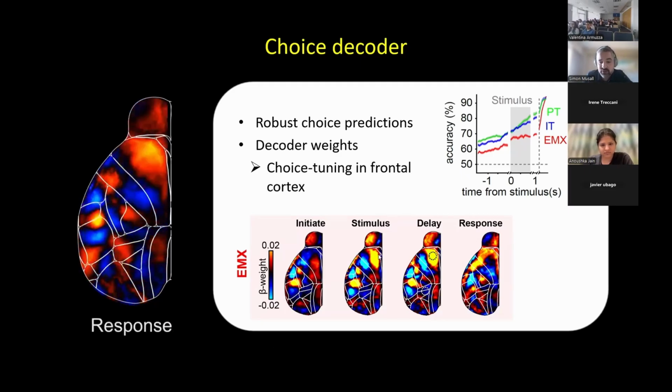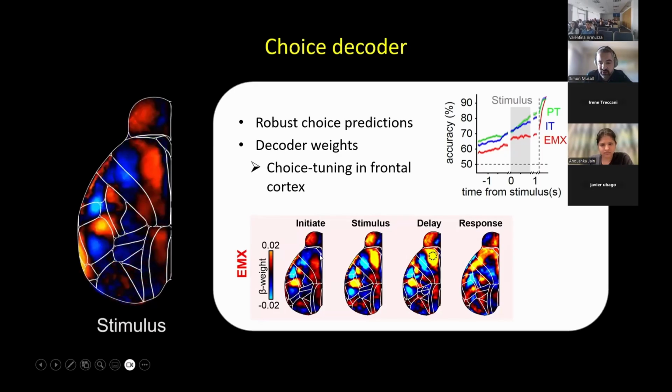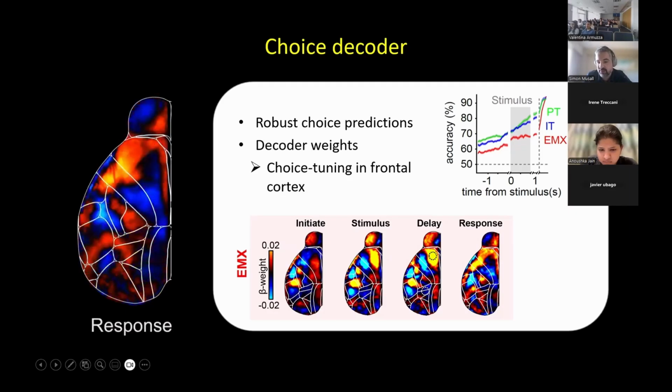And one thing that we saw here was that there's this frontal region, with this dashed circle, where you can see how it immediately lights up once the stimulus is being presented. Right, so in the initiation phase there's no signal here, but once the stimulus comes up, there are very strong choice predictive signals in this frontal area. And this persists right through this delay period until the animal actually makes the response, and then these signals dissipate.